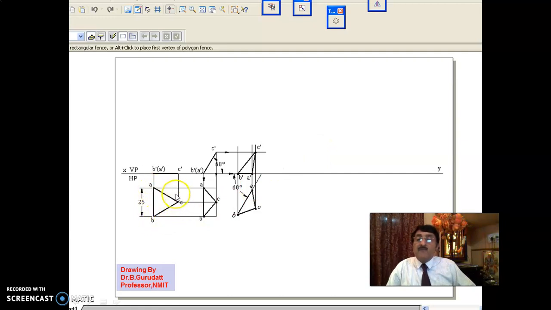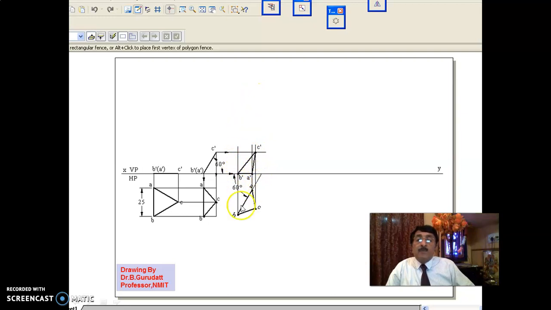A triangular lamina of size 25 has an edge on HP. That edge is 60 degrees to VP. And the surface is inclined at 60 degrees to HP. That means in this complex position, you should imagine that the lamina is already inclined at 60 degrees to HP, and the edge on HP is already inclined at 60 degrees to VP also. In this complex position, when you see from the front, this is how it is seen.